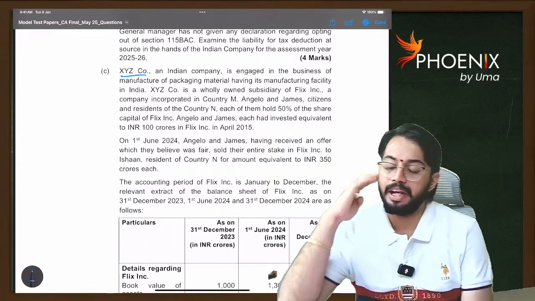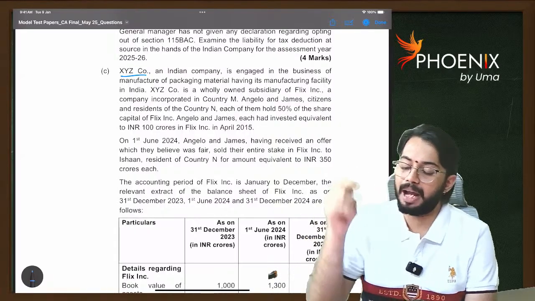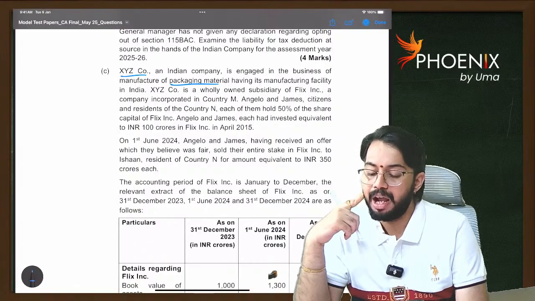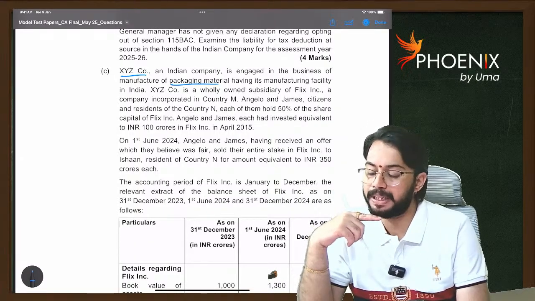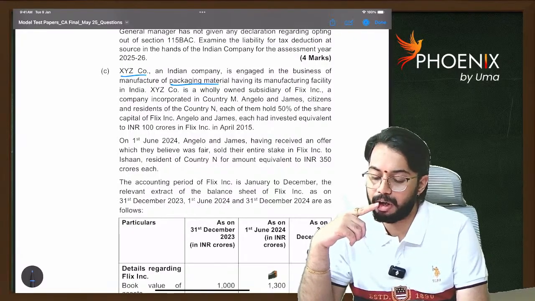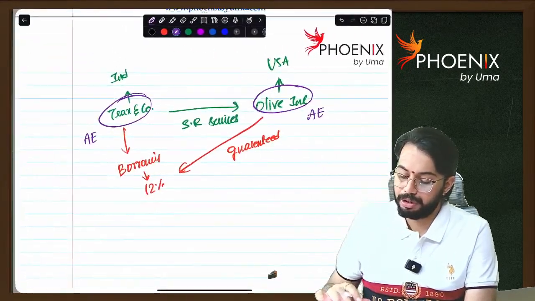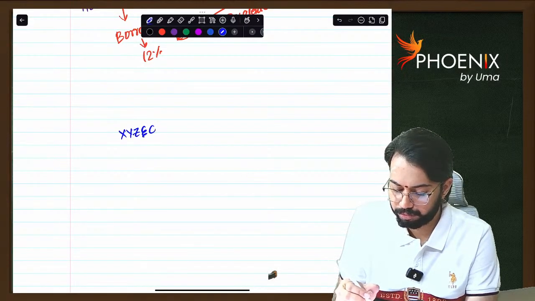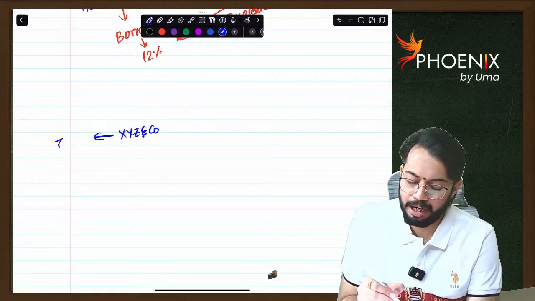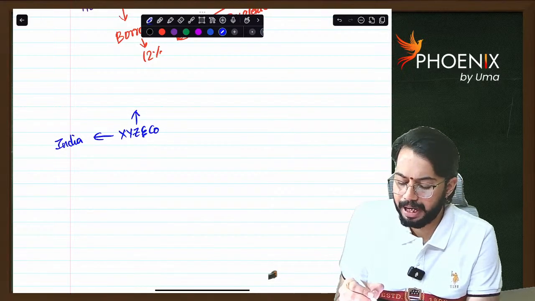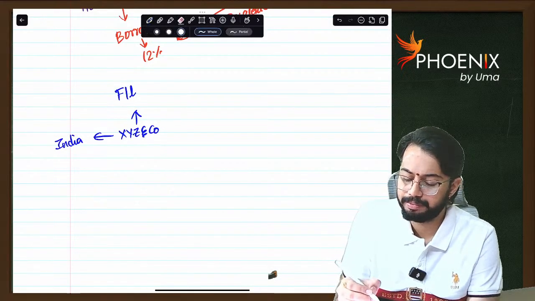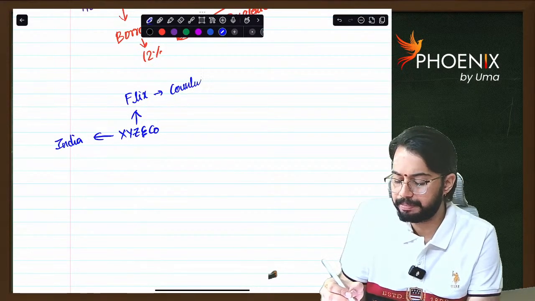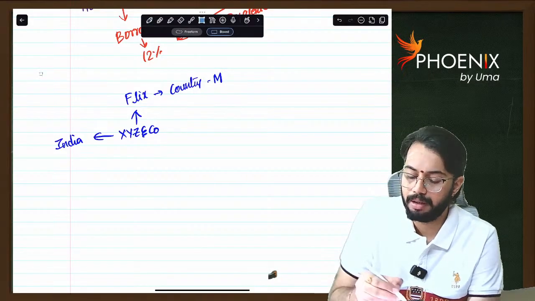XYZ company, an Indian company, is engaged in business of manufacturing of packaging material, having its manufacturing facility in India. XYZ and Co is a wholly owned subsidiary of Flix Inc, a company incorporated in country M. So there is XYZ and Co. It's a company in India. Its parent company is Flix. It is incorporated in country M.